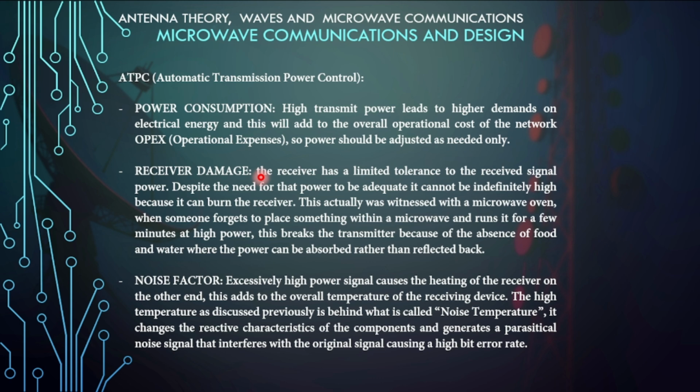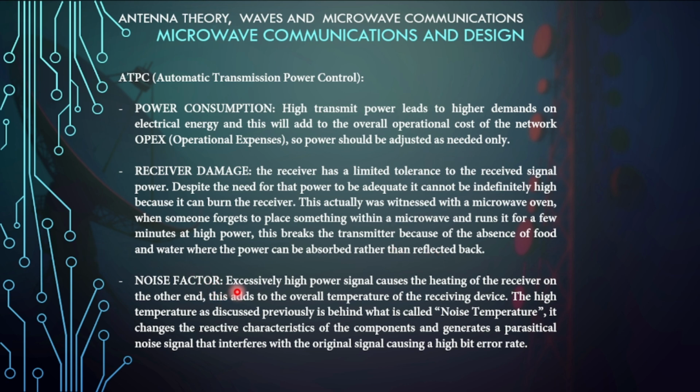Second, receiver damage. Actually, this is perhaps the third or the fourth point. But receiver damage. The receiver has a limited tolerance to the received signal power. Despite the need for that power to be adequate, it cannot be indefinitely high because it can burn the receiver. This was actually witnessed with a microwave oven when someone forgets to place something within it and runs it for a few minutes at high power. This breaks the transmitter because of the absence of food and water where the power can dissipate rather than be reflected back to the transmitter, which damages and can even burn the transmitter and breaks the microwave.